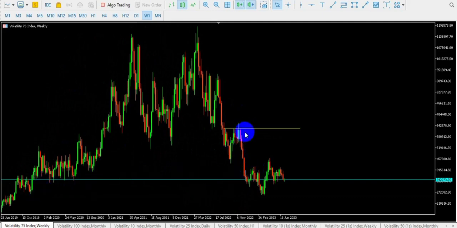So now we have these gaps. We have gaps here. We have a fair value gap that was reclaimed. The fair value gap was here.